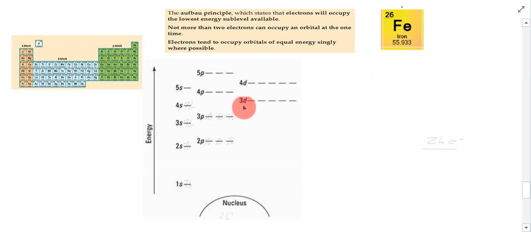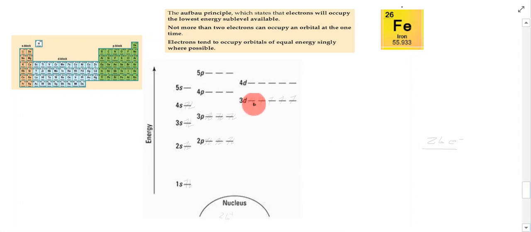And then we're going to start filling up the 3d. Notice as well that this 4s energy level is of lower energy than the 3d energy level, so this one here will be filled first. And then within the 3d you're going to have the 6 remaining electrons. So you're going to get 1, 2, 3, 4, 5, and then this one here will fill up 6.